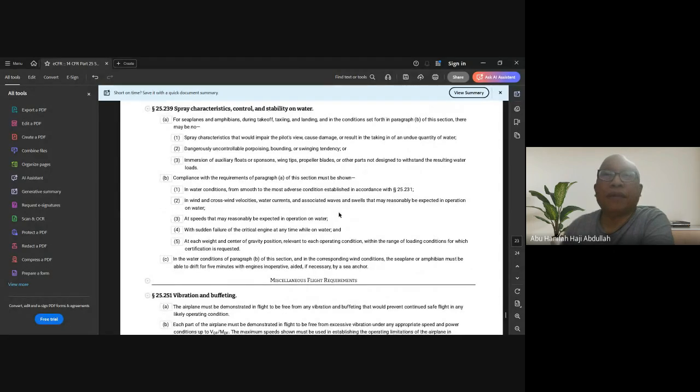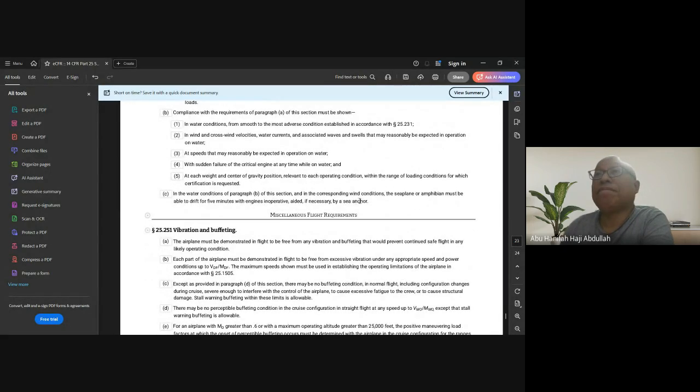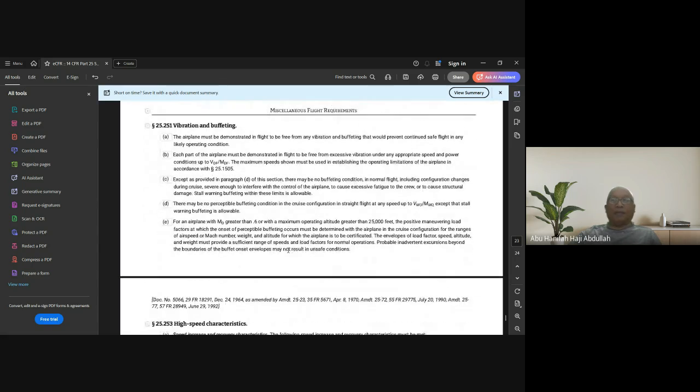Okay, good question. Vibration and buffeting. The airplane must demonstrate in flight that it is free from vibration and buffeting that would prevent continued safe flight in any likely operating condition. The word is only there, vibration buffeting. Buffeting is when the wing skin starts to flap. Vibration could be from the engine, the motor, or any rotating equipment. Buffeting is the skin structure itself becoming flip-flop. So this is the basic vibration and buffeting.